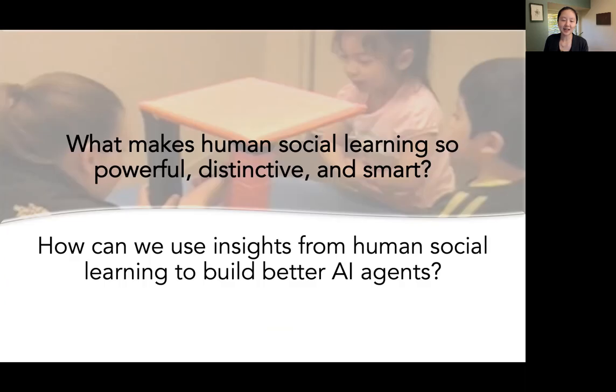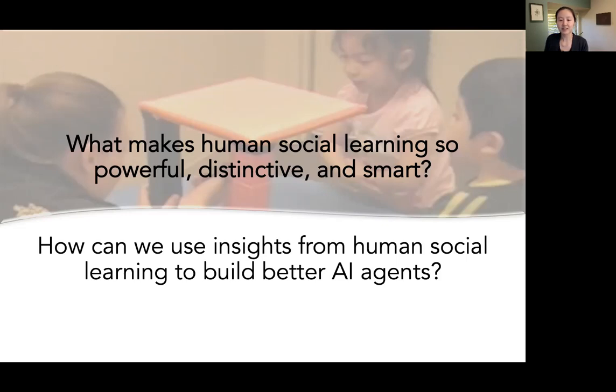So the question that guides our research is what makes human social learning so powerful, distinctive, and smart? What are the cognitive mechanisms? What are the representations and inferential processes that make this possible? And especially in the context of this workshop today, I also want to ask how we can use these insights to build better AI agents.